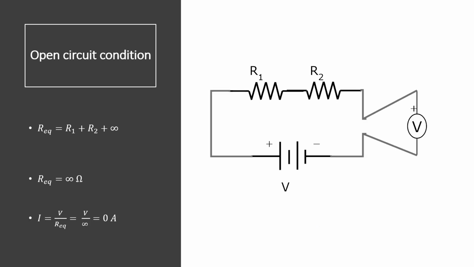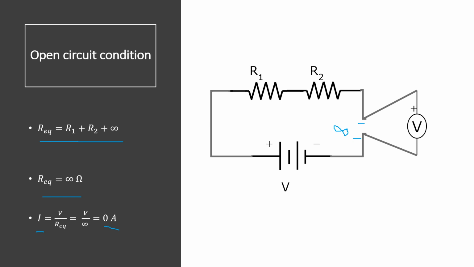Now suppose this circuit gets open at these particular terminals. Then what will be the resistance of the open terminal? Can we take it as infinite? Okay, so R equivalent will be R1 plus R2 plus infinite. Anything we add to infinite will be infinite. So you can say that current will be zero. That means no current can flow through the circuit when the circuit gets open.